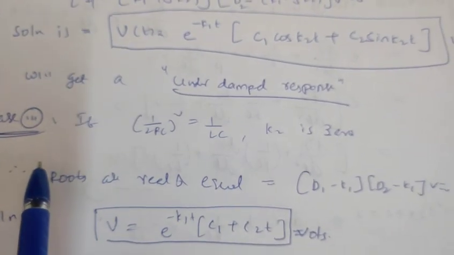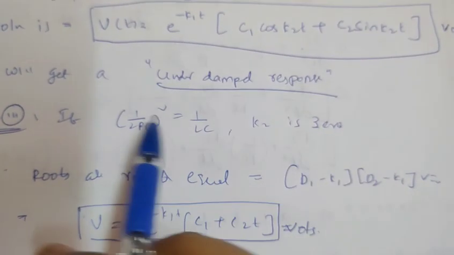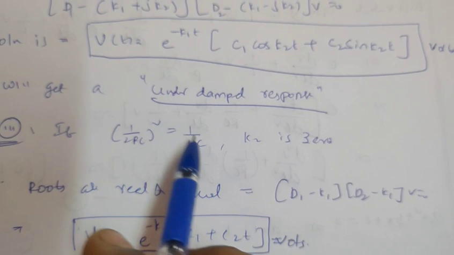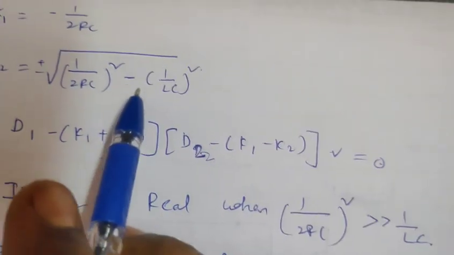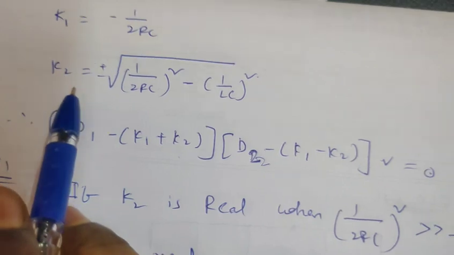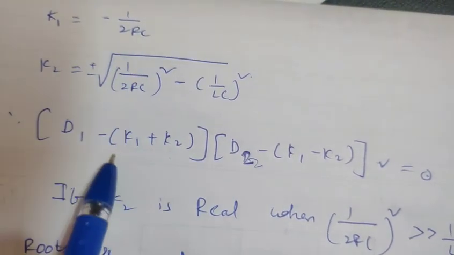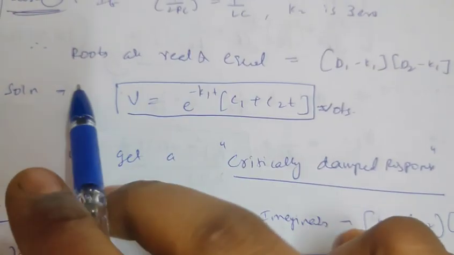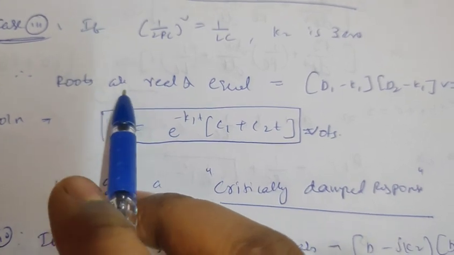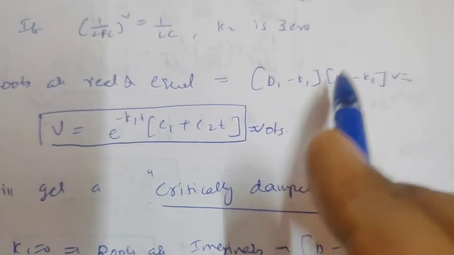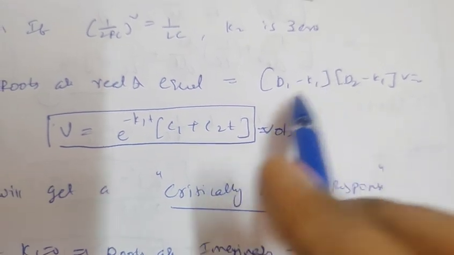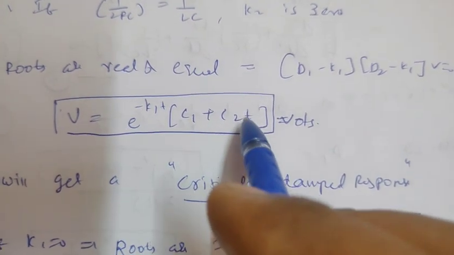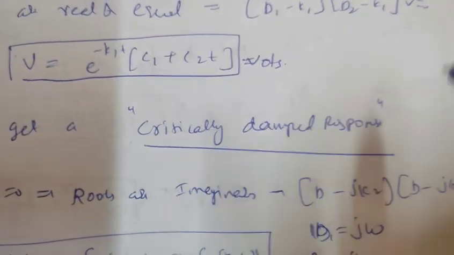Similarly for case 3, just assume K2 is 0, which means (1 by 2RC) whole square is equal to 1 by LC. So these two terms are real and equal, which means you will get K2 is 0. Then you have only the one term, K1 value. Therefore the roots are real and equal: D minus K1 and D minus K1. So the overall solution is V equal to e power minus K1t into (C1 plus C2 t) volts. So we'll get a critically damped case.